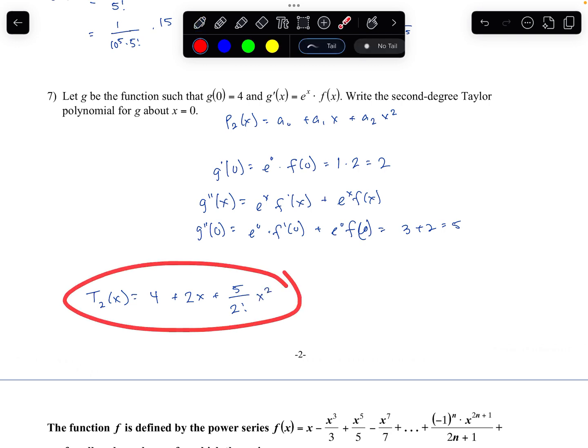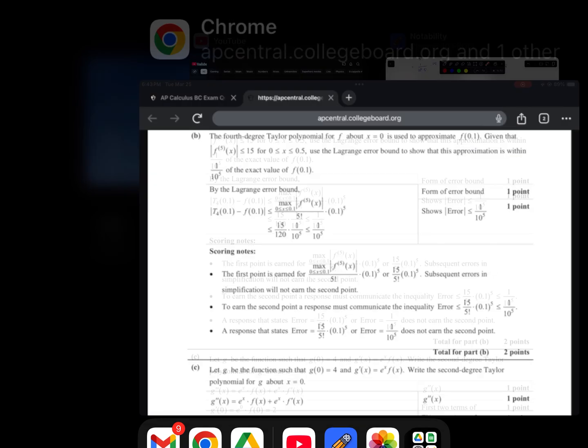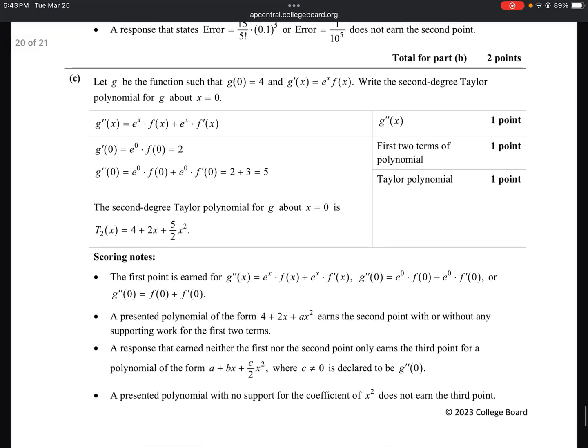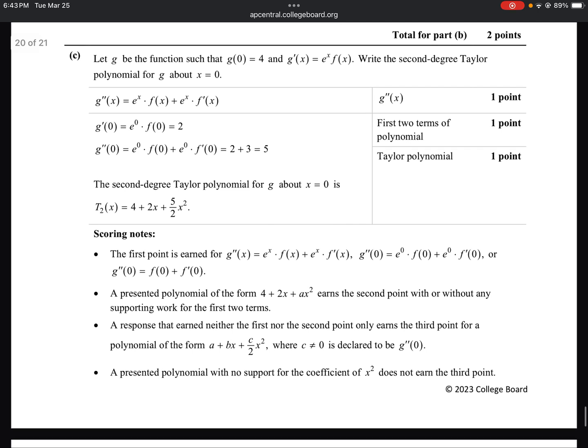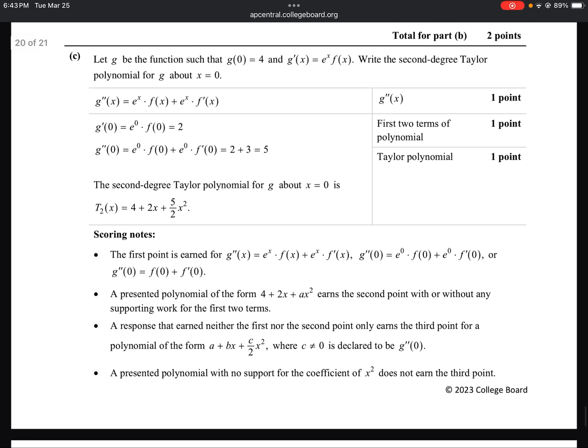This should be good enough, so let's go ahead and check what they have. 4 plus 2x plus 5 halves x squared. All right, so it's a 3-point question. You do need to find the second derivative of g, the first two terms of a polynomial. So as long as you have this, it earns the second point. So 4 plus 2x plus a x squared earns the second point with or without any supporting work for the first two terms. So that's cool.